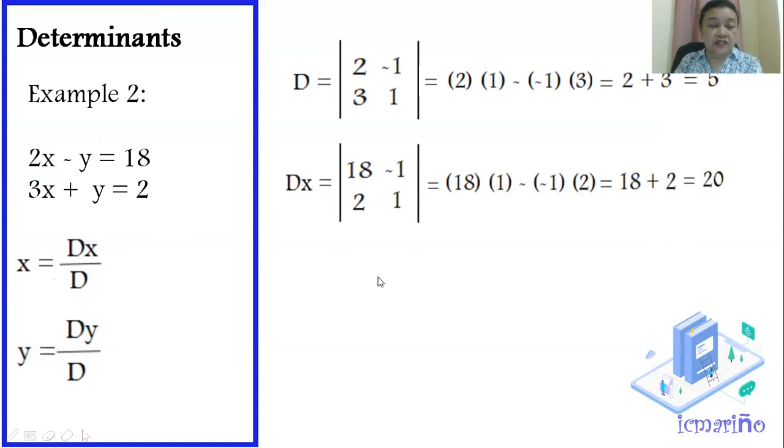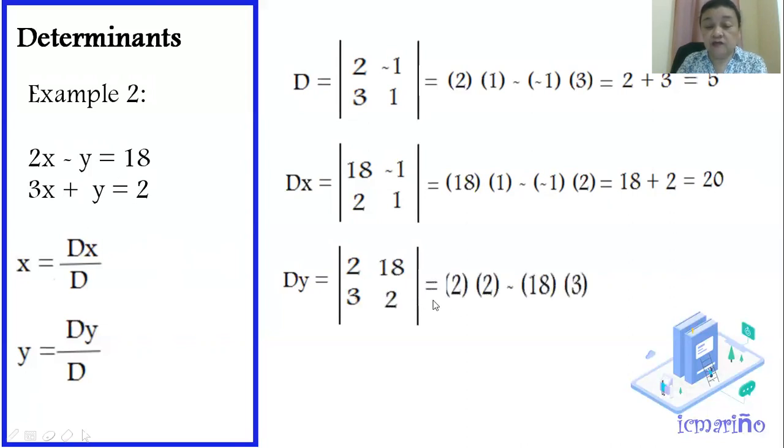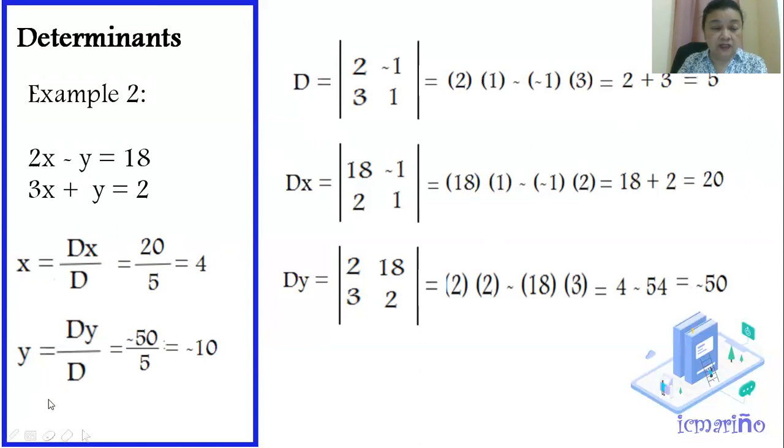Okay, now for this of y or determinants of y, so we are going to use the coefficients of x, 2 and 3, and coefficients of y, we are going to replace with 18 and 2. And multiplying diagonally, 2 times 2 minus 18 times 3, that is 4 minus 54 is negative 50. We can now substitute these values using our formula. So dx is 20 divided by 5, that is equal to 4. And for our y, we have this of y, negative 50 divided by d, which is 5, that is negative 10. So our answer is 4 for x and negative 10 for y.